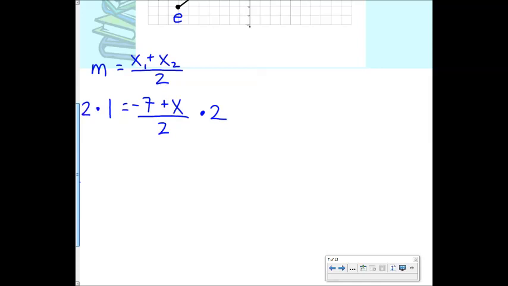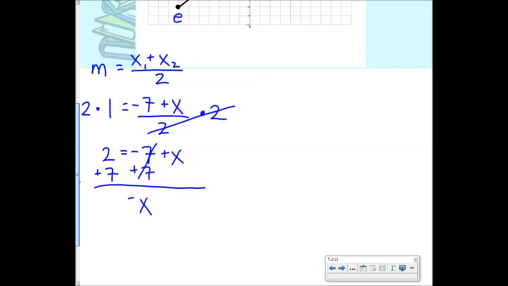So then, Matthew, now what do I do? Add 7 plus 7, and what does that give me? That goes away. X is equal to 9. So that's our x coordinate. But I can't just plot an x. I also need a y. So what would my formula look like for y?